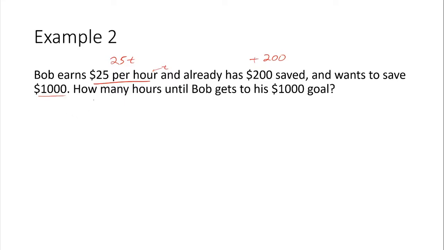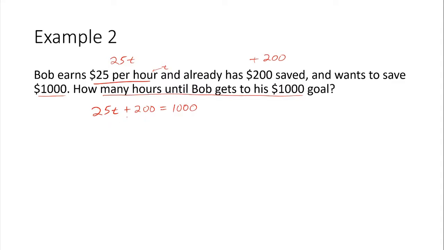So he's going to have $25 per hour plus the 200 he already has, and his goal is what he's setting his equation equal to, which is $1,000. In life, you always have goals, and you always want to set your life equal to whatever your goal is, so you can work on figuring out your variables and what you need to do to achieve your goals. The main question again is how many hours until Bob gets his $1,000 goal?